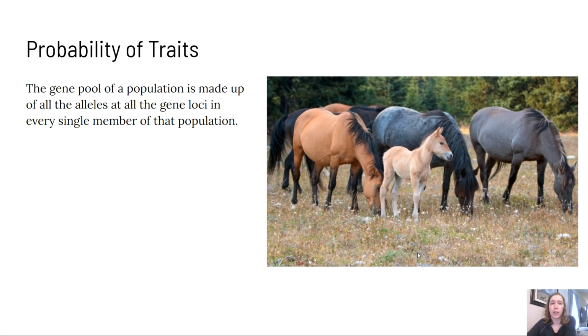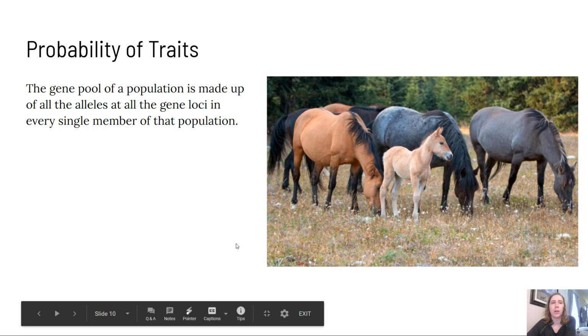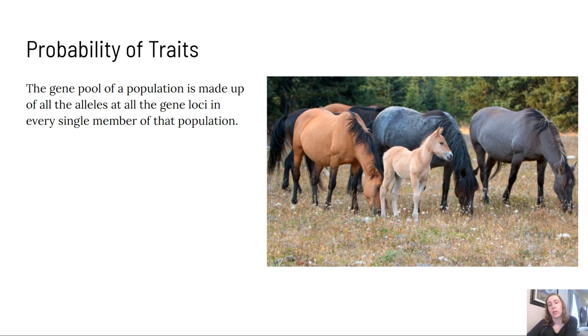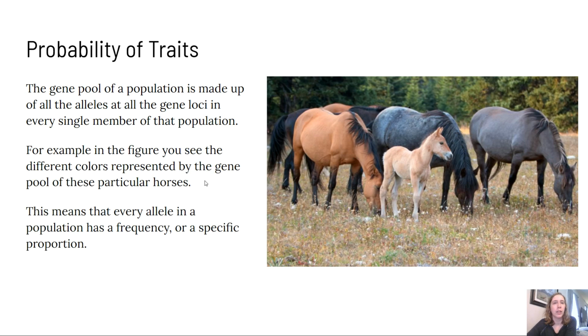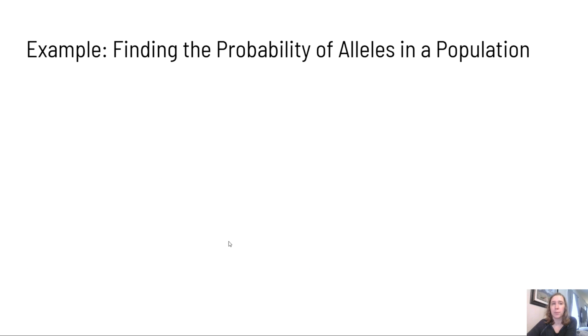So probability of traits is about the gene pool of a population being made up of all the alleles at all the gene loci, like location, in every single member of that population. So for example, our horses here have different colors represented by the gene pool of those particular horses. This means that every allele in the population has a frequency or a specific proportion. The alleles found in a population generally have several possibilities.